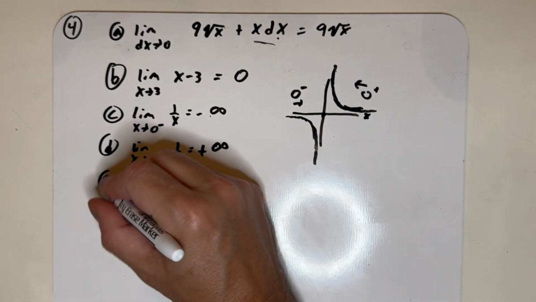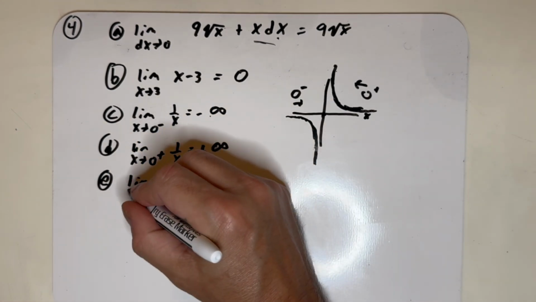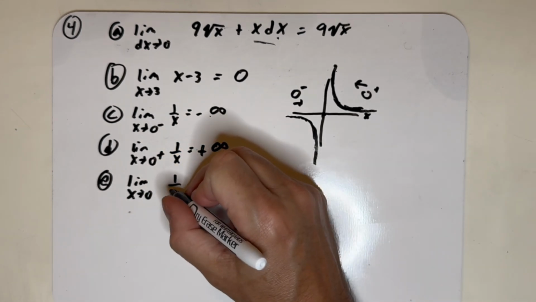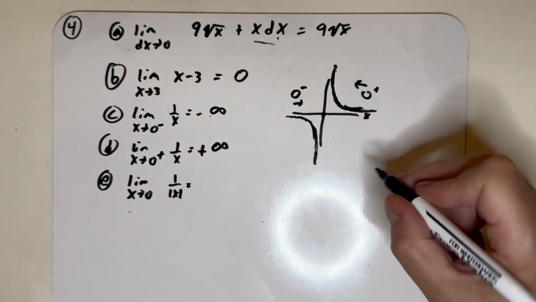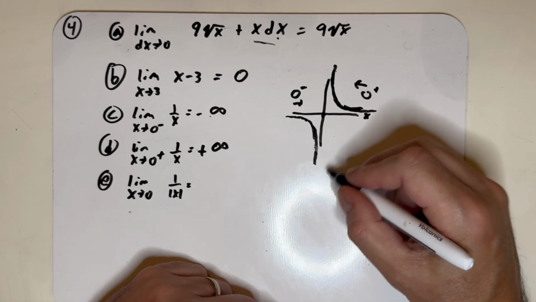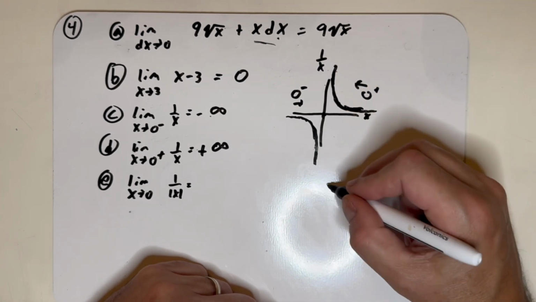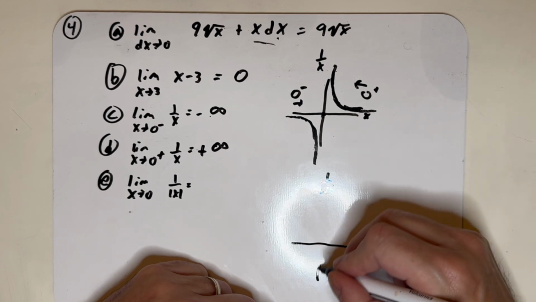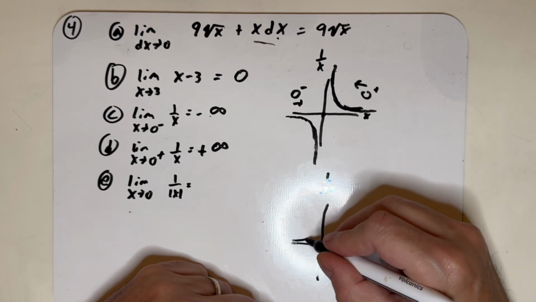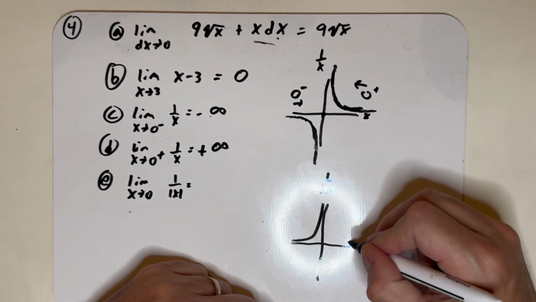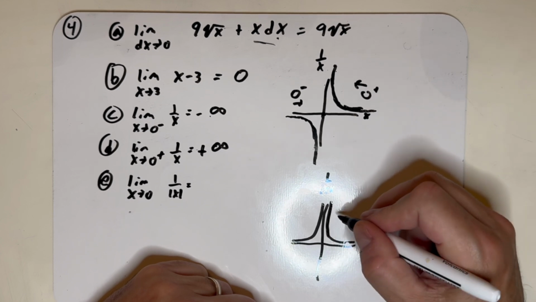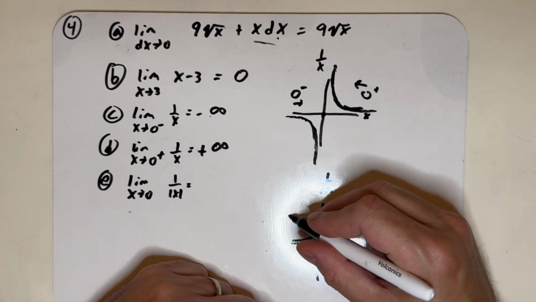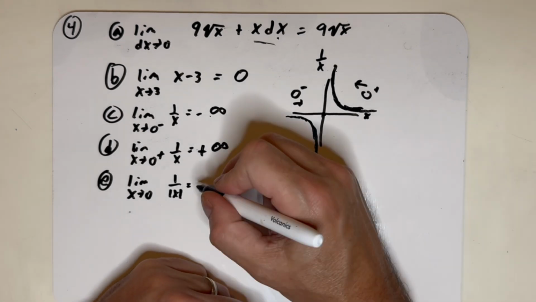And finally E, which is the limit as x approaches 0, not from the left or the right, but from both directions, of 1 over the absolute value of x. Well, what happens then? If we square this, what we're going to end up getting, so this was 1 over x, 1 over the absolute value of x is going to look like this. Here's our xy axes. It's going to go up like this, and it's going to go up like this. So from both directions, from the positive side and from the negative side, they both approach positive infinity.